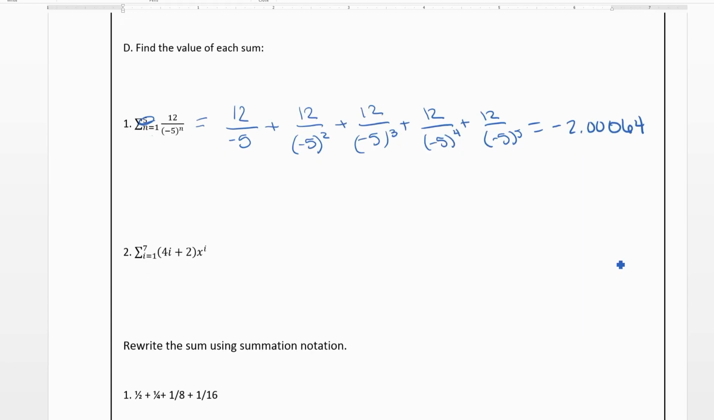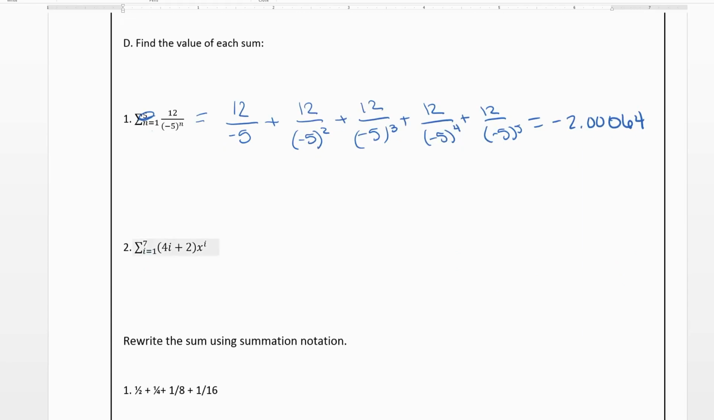Okay, this next one says we're going to add starting with 1 and going up until we've plugged in 7, and we're going to add this formula. Now we're plugging the values in for i, not for x. So we'll have x's in our terms. First, if we plug in 1, we'd have 4 times 1 plus 2, which would be 6x to the first power. Plus, now if we plug in 2, we'll have 8 plus 2 is 10x squared.